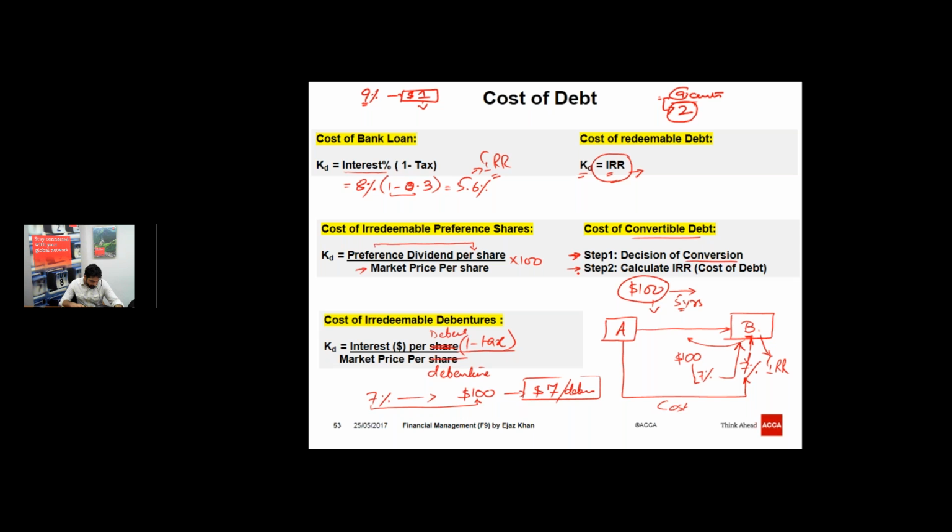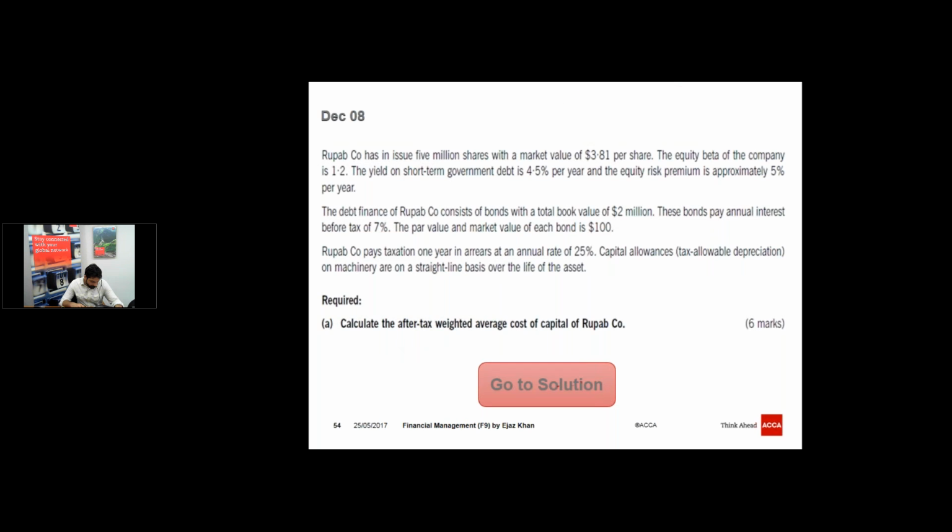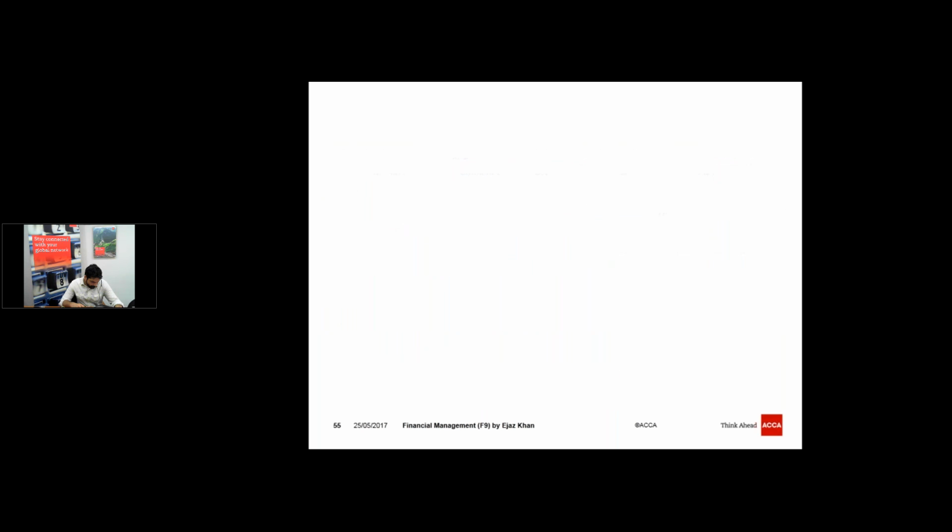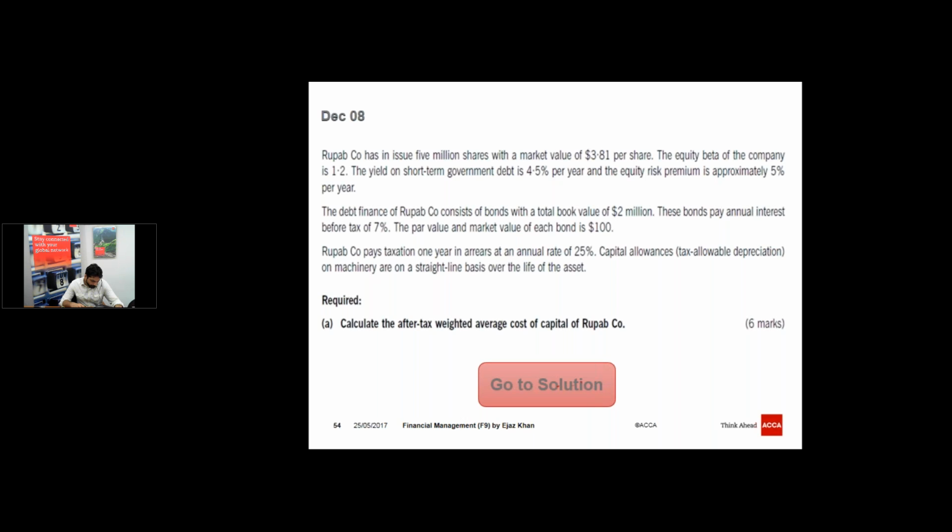So let's look at this question. Rupap Gavani, it's a December 2008 question. So how to calculate the market value when there is a conversion? We'll see, Mohammed. We're going to discuss it. We will see the calculation now.